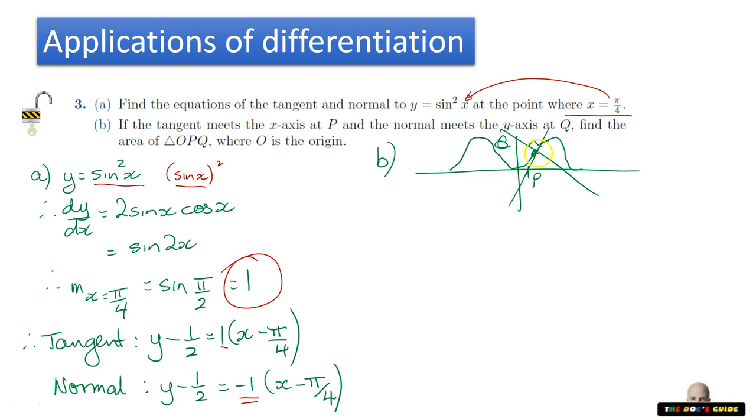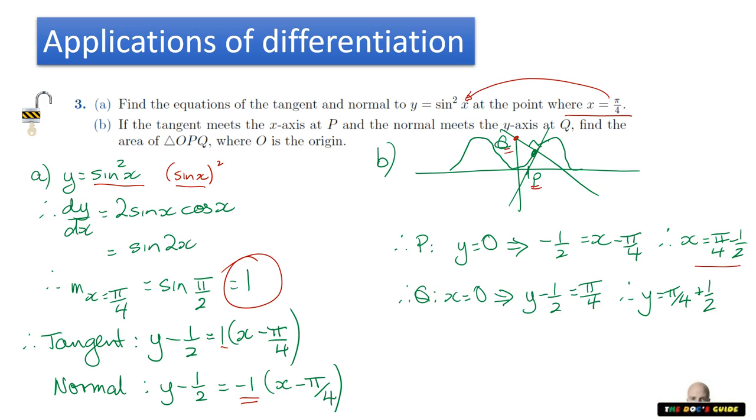And then at pi on 4, sketch in our tangent and normal, and we want the point where the tangent meets the x-axis and the normal meets the y-axis. So we find those by, for point P, set y equals 0, solve that, and we get that expression for x. At point Q, set x equal to 0, do our substitution, and we get this for y. And then we wanted the area of the triangle OPQ.